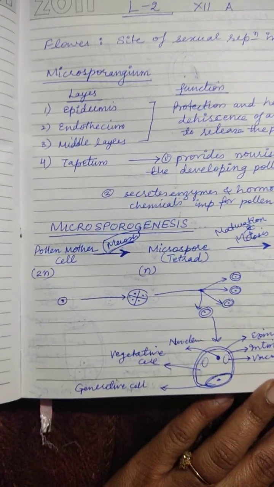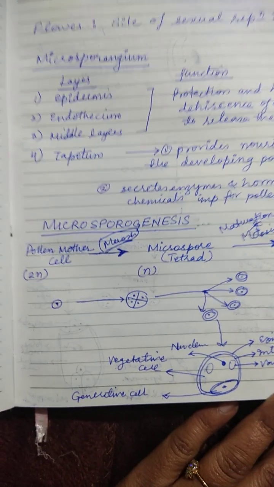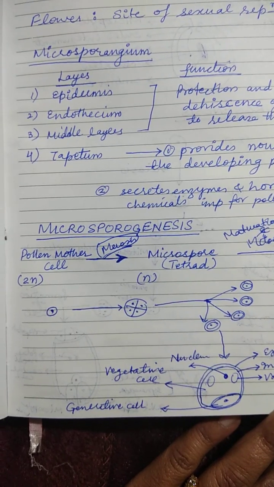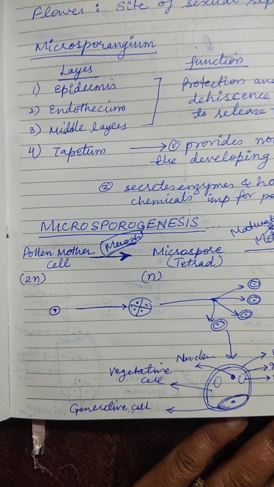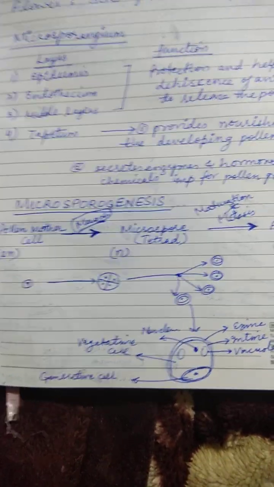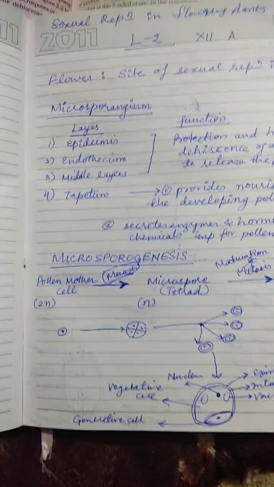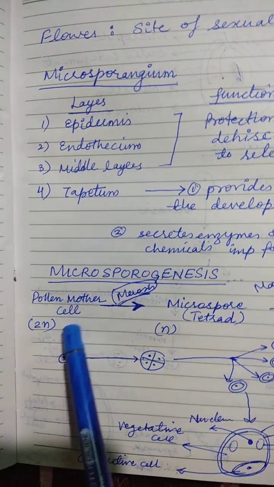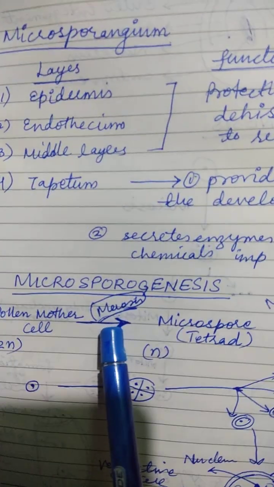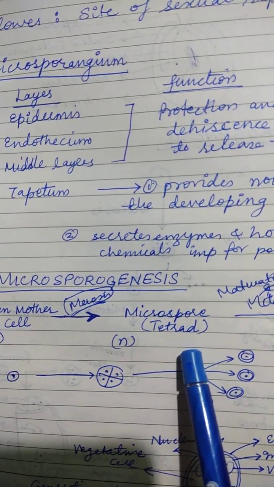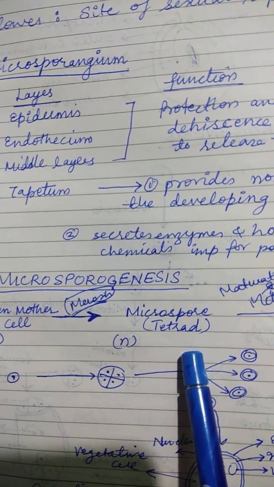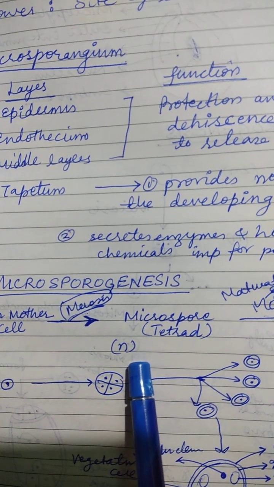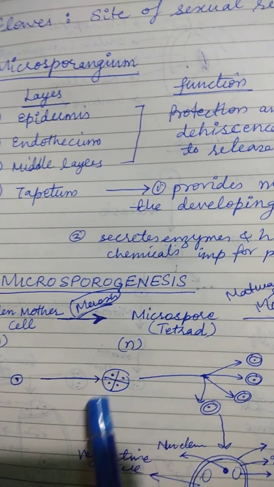Now, the process of formation of pollen grains, microspores, from the mother cell is called microsporogenesis. What happens in microsporogenesis? There is a pollen mother cell which is diploid, 2n. It undergoes meiosis and converts into a microspore tetrad. Each microspore is haploid. 4 cells are present together.